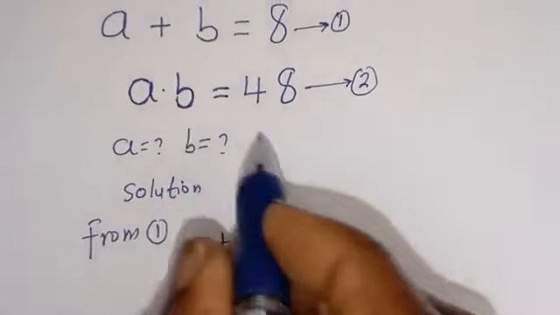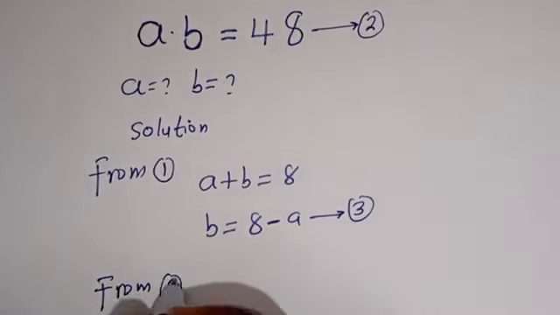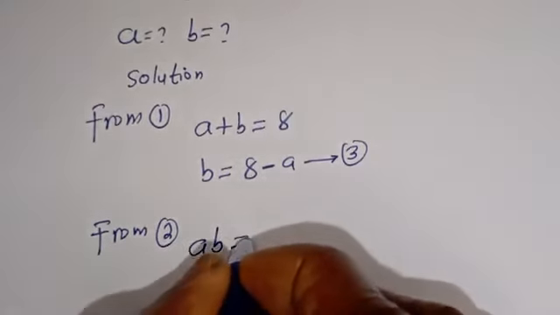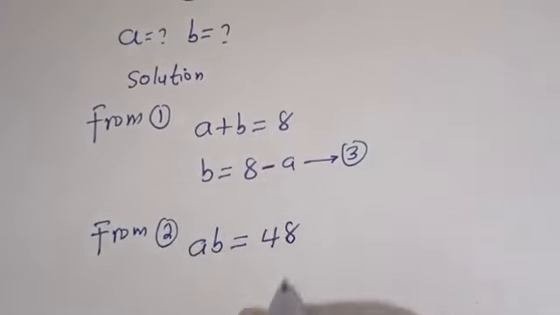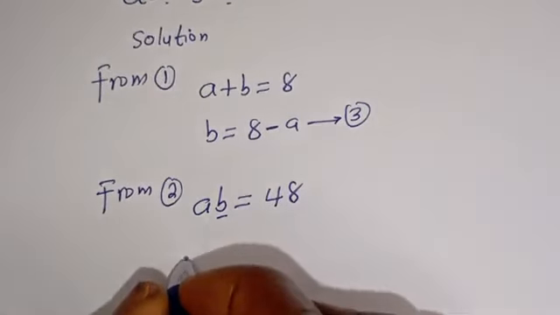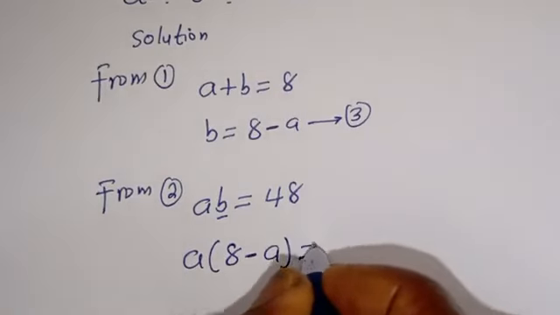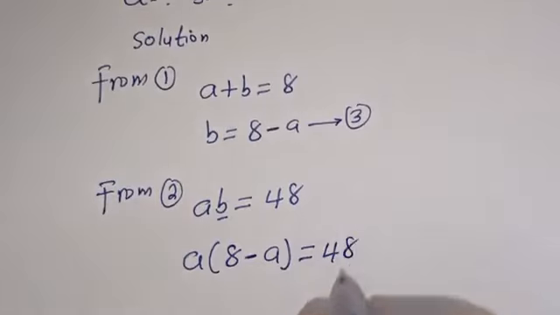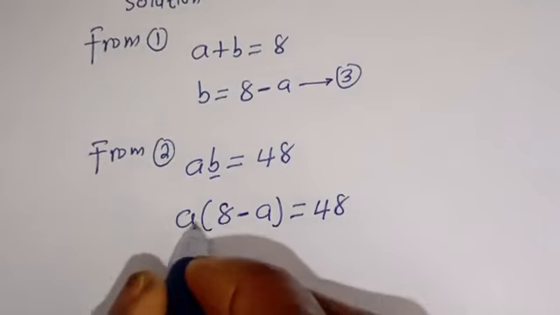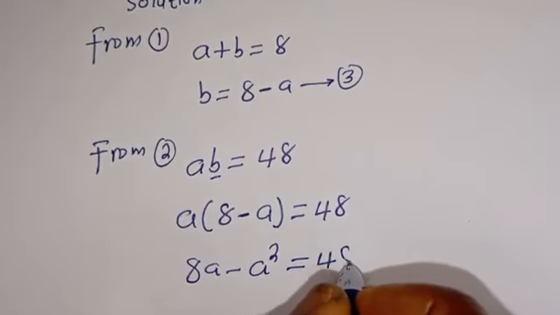Then from equation 2, we can now substitute for B. That is, AB is equal to 48. Then when B is equal to 8 minus A, we have A bracket 8 minus A is equal to 48. Now let's open the bracket. A multiplied by 8, we have 8A minus 8 times A, that is A square, is equal to 48.